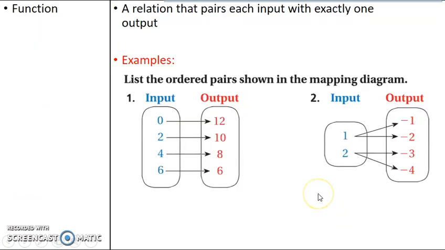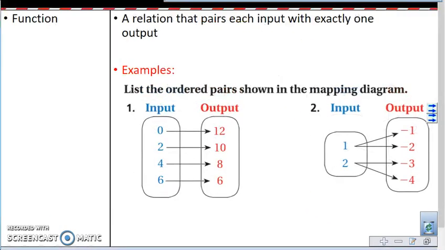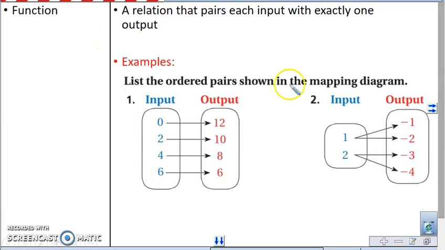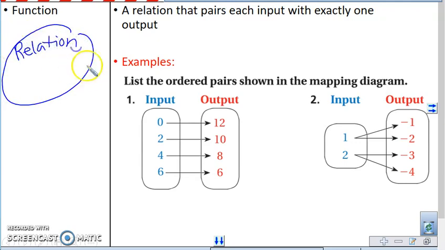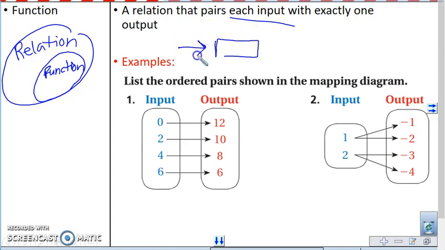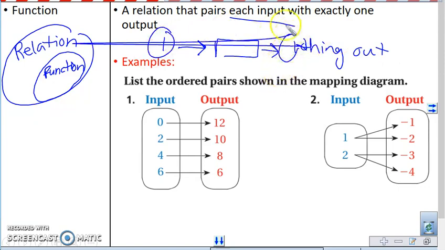Now, there's a specific type of relation called a function. So here's what I need you guys to be picturing. Everything that we've learned about is a relation, but not every relation is a function. And so we're going to be able to determine the difference. A function pairs each input, so what you put into your machine, you only get one thing out. The one thing you put in, you get one thing out. All right.